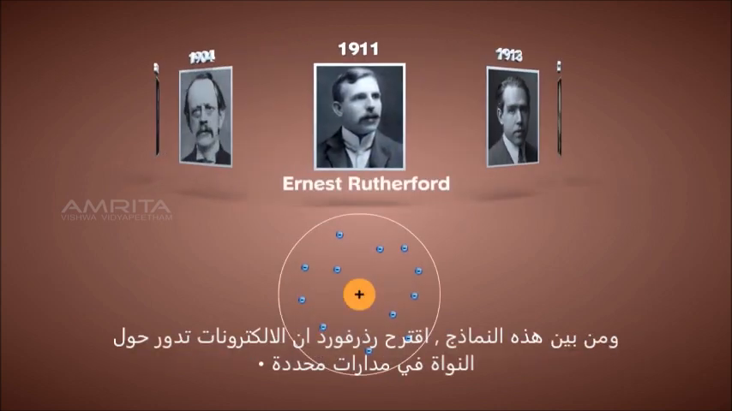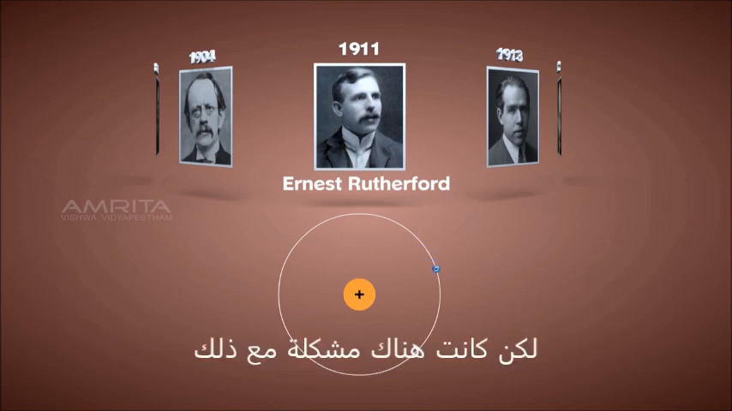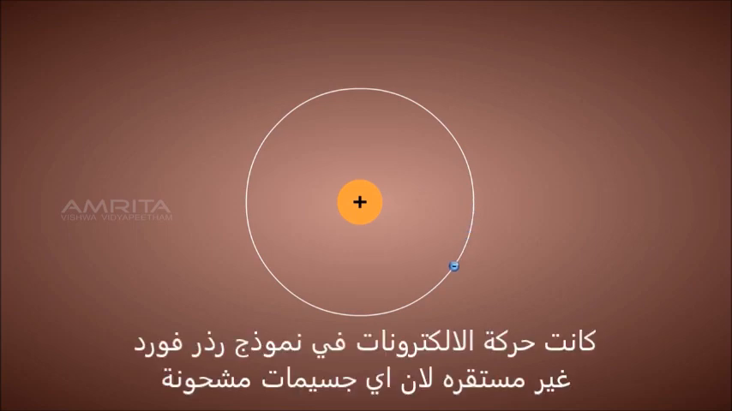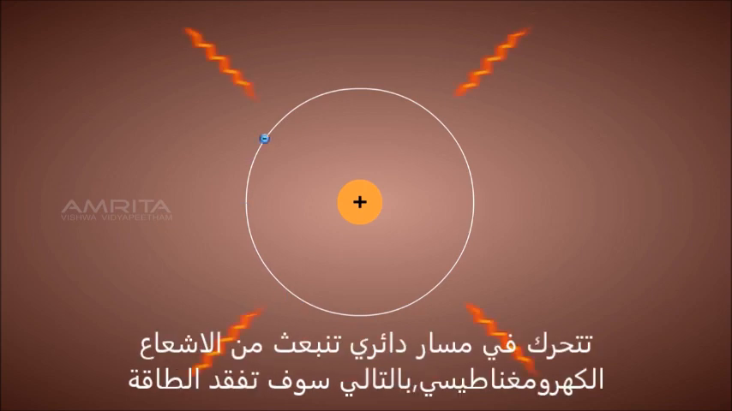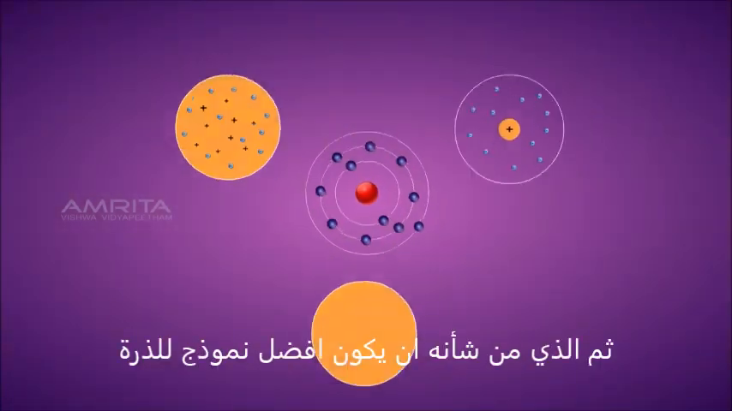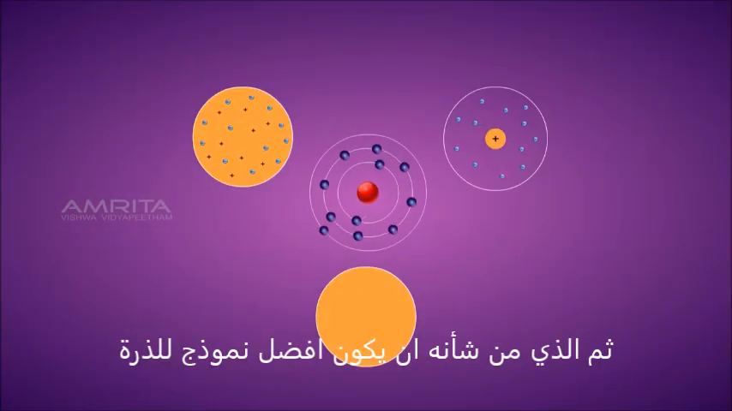Among these models, Rutherford suggested that electrons revolve around the nucleus in well-defined orbits, but there was a problem with this. The motion of electrons in Rutherford's model was unstable because any charged particle moving in a circular path emits electromagnetic radiation. Thus, the electrons would lose energy and fall into the nucleus, making the atom highly unstable. Then, which would be a better model of an atom?